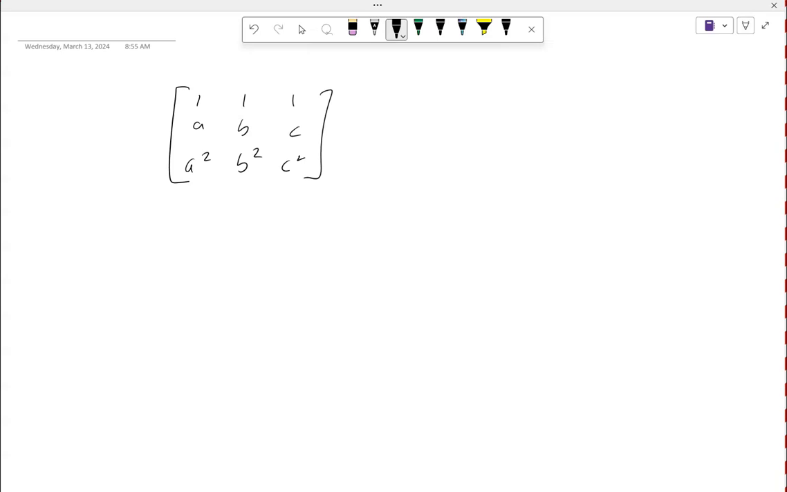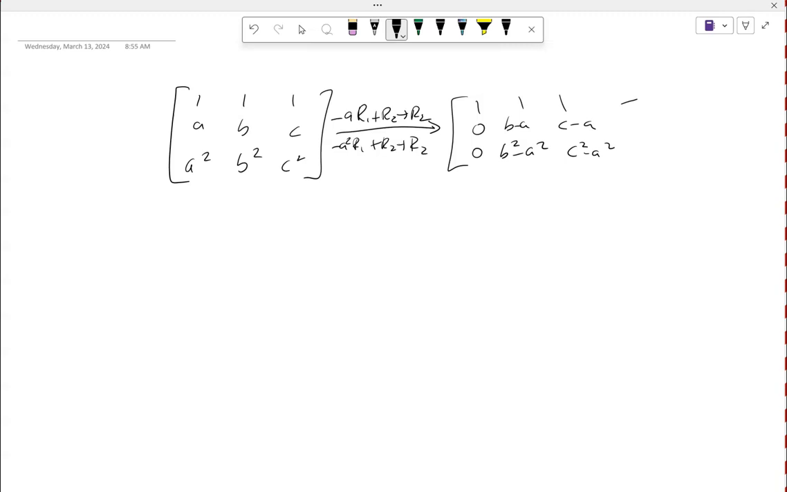So I need to make this a 0, this a squared is 0, so I can do negative row 1 added to row 2, replace row 2. Same thing for row 3. I just need to do an a squared. What does that do to the determinant, by the way? Nothing, good. So I get 0, b minus a, c minus a, 0, b squared minus a squared, c squared minus a squared.